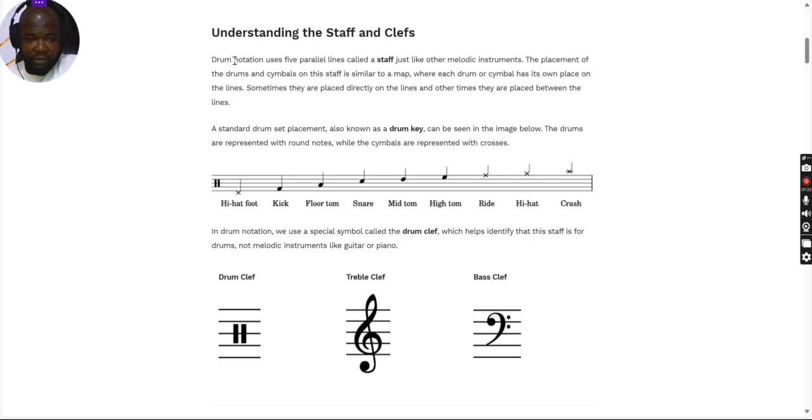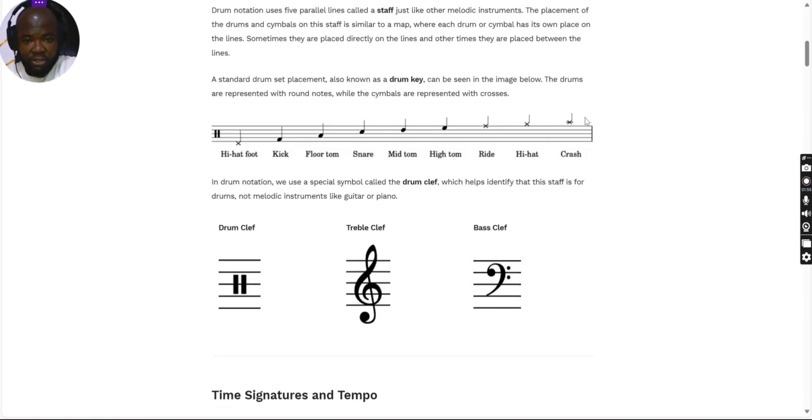And you can see here that drum notation uses 5 parallel lines called a staff, just like other melodic instruments. So the placement of the drum and cymbal on this staff is similar to a map, where each drum or cymbal has its own place on the line. And if you come down to this part, just to save our time, a standard setup placement is known as the drum key. Okay, let's just save our time and come here straight.